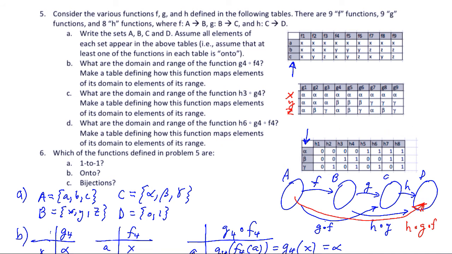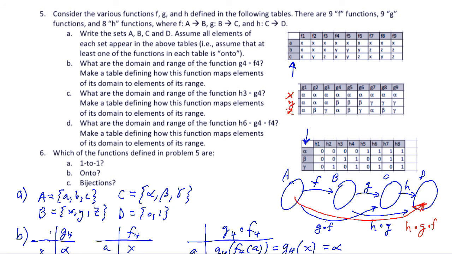Okay, and I'm asking you to, first of all, in part A, write out the sets A, B, C, and D, and then in parts B, C, and D, we're looking at some function compositions: G4 and F4, H3 and G4, and here's a triple function composition. Okay, so here's a picture down here below of the 4 sets A, B, C, and D. And it shows how the functions f, g, h map those sets to each other.